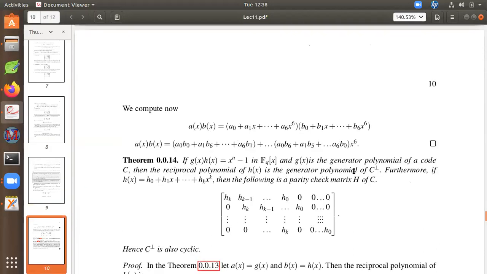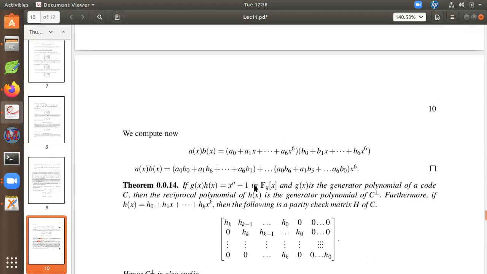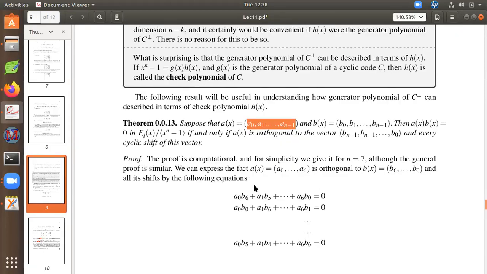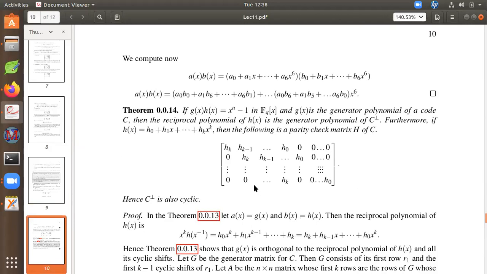So g(x) times h(x) equals x power n minus 1, but doing modulo x power n minus 1 it is 0. That means g(x) is orthogonal to the reciprocal of these, h(k-1) and so on. That is the beauty here. Hope you will understand, and you can ask me in the next class because time is running out. So that's why generator polynomials look like this.